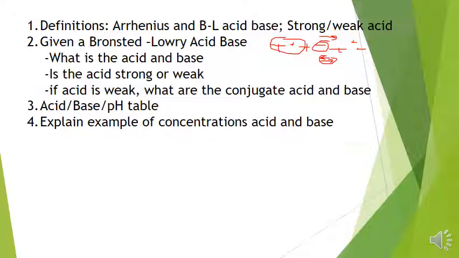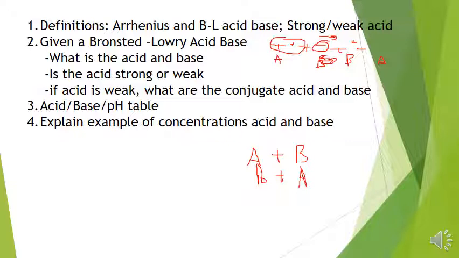Tell me what the conjugate acid and conjugate base are. So, for instance, this is the acid and this is the base. Then on the other side, the thing that was the acid turned into a base, and the thing that was the base turned into an acid. And remember, it can be acid plus base or base plus acid.